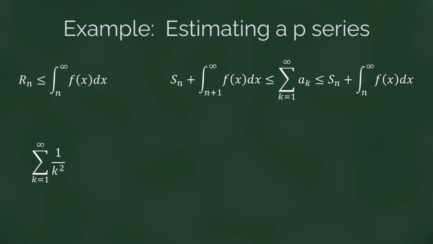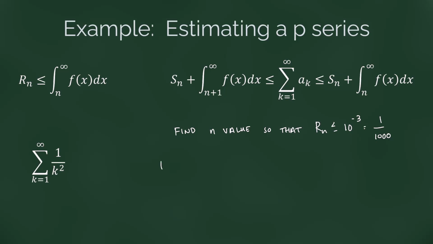Let's use these two ideas now to get an estimate on the error in the series, the sum from k equals 1 to infinity of 1 over k squared, one of our p-series, and also to get an upper and lower bound for that series. First, let's see if we can find an n value so that our remainder, the part we don't know, is less than or equal to 10 to the negative 3, or 1 over 1,000.